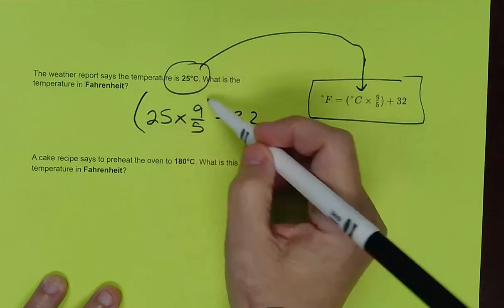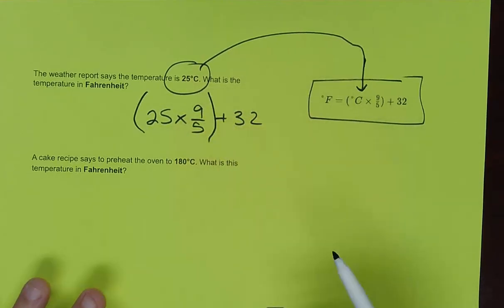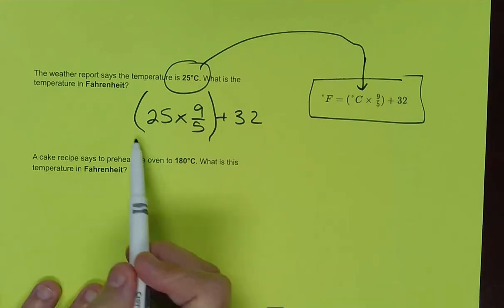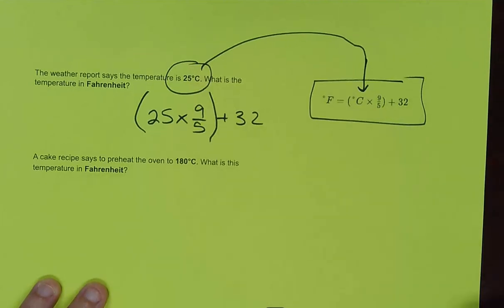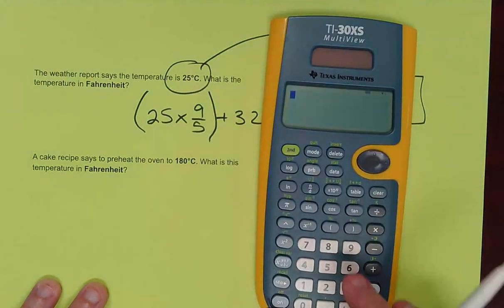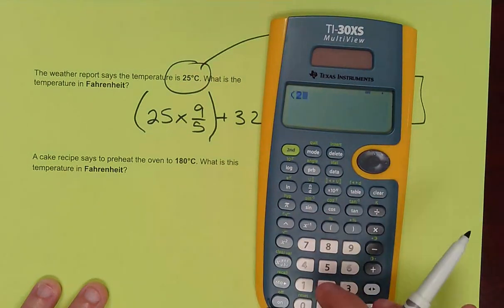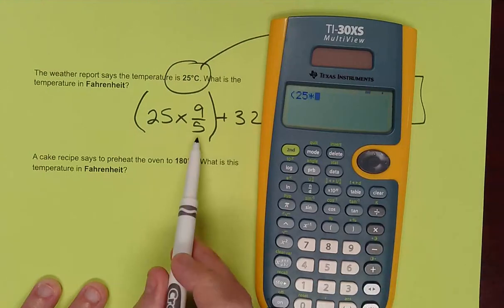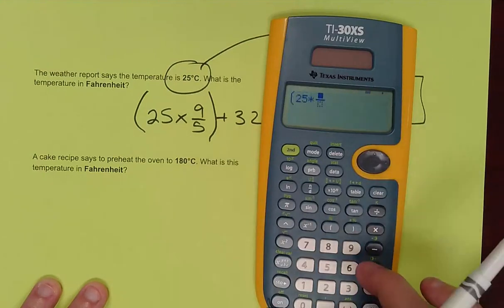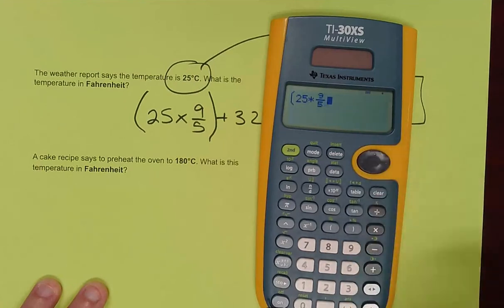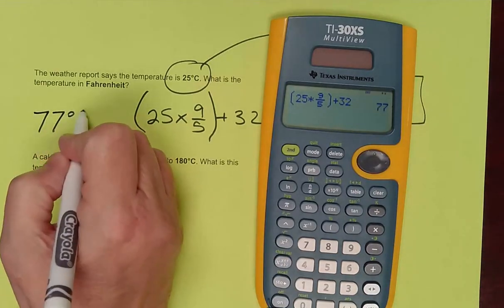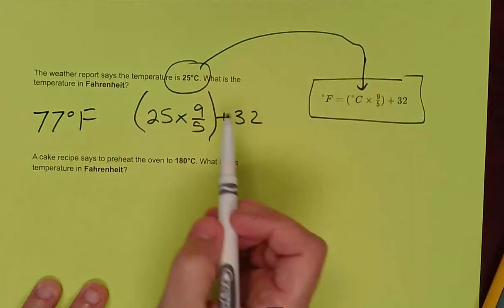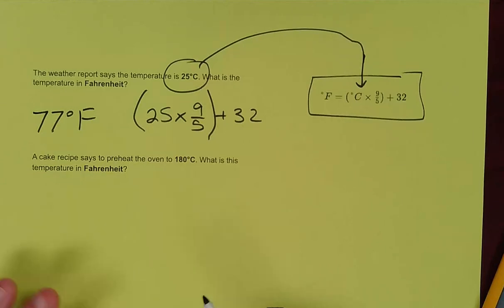So there's where the parentheses go. In this case, if we left them off, it wouldn't matter because the calculator is going to do that first. But since they're in the formula, we're going to get in the habit of putting them in the calculator that way. So 25 times my fraction 9/5, 9 on top, 5 on the bottom, parentheses, plus 32. Gives me 77 degrees Fahrenheit for the equivalent to 25 degrees Celsius.